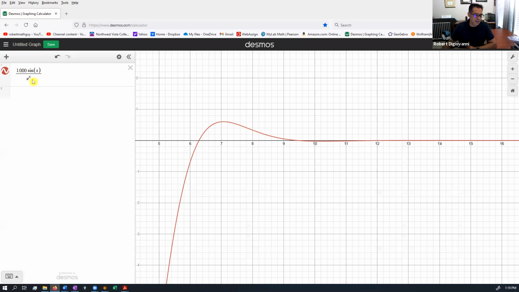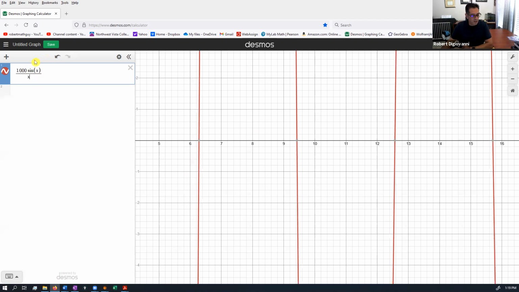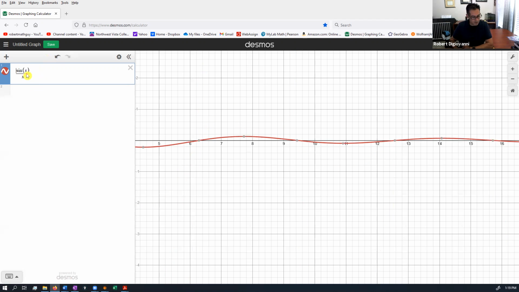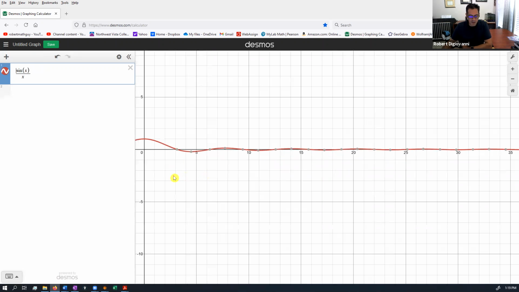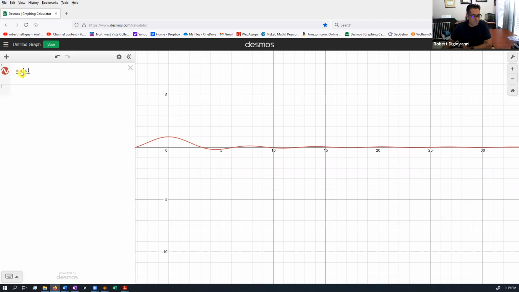Let me do something. E to the X is too strong. E to the X is getting infinite, but too fast. So let me just put X here instead, and let me take the scale off of this. Okay, here we go. That's a little bit easier to see. Look, the top is bounded and the bottom is going to infinity, right, as you go to the right.